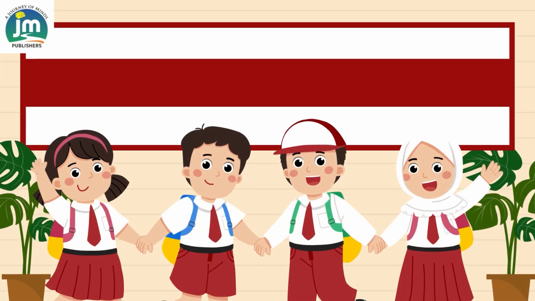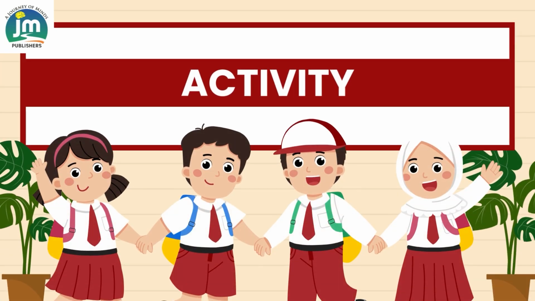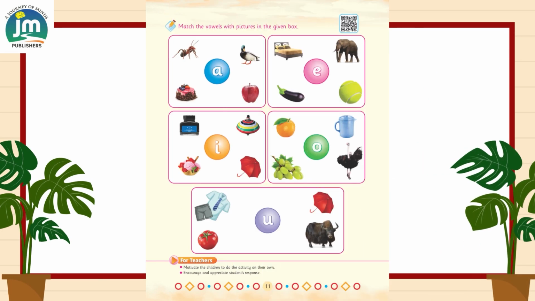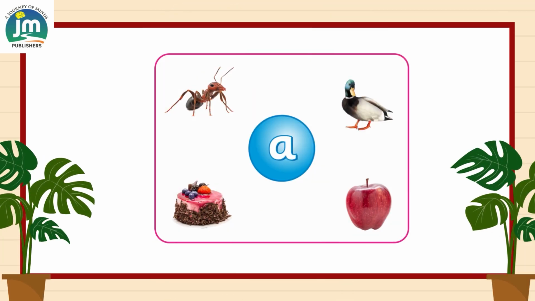Dear students, today we are going to do a very interesting activity, page number 11. Match the vowels of each word with pictures in the given box. First vowel is A. So students, A for ant and A for cake. A for apple. So match these words with ant, apple and cake.